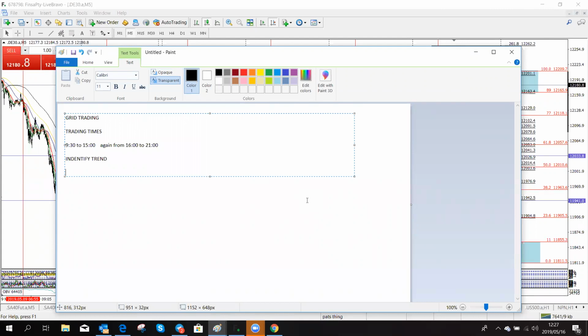So trend is defined by the 8 EMA and the 21 EMA. As long as the 8 is above the 21, we only take the longs. And as long as the 8 is below the 21, we only take the shorts. Okay, so that's the definition there.